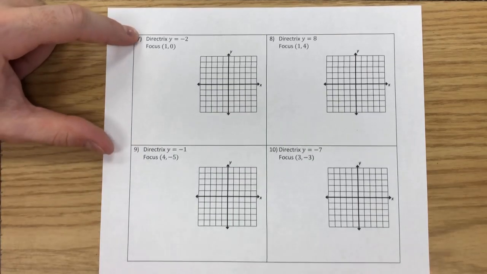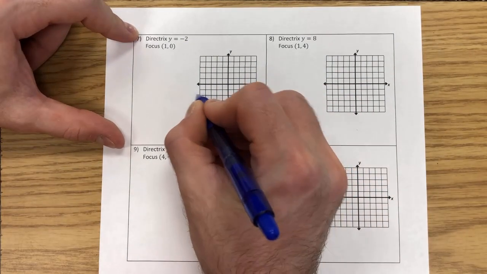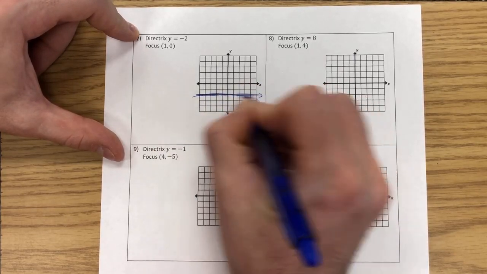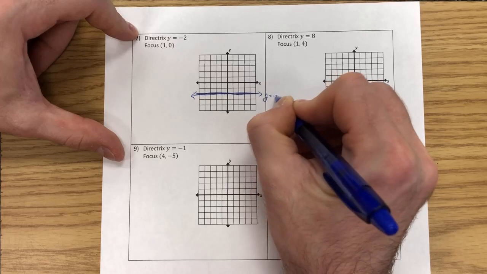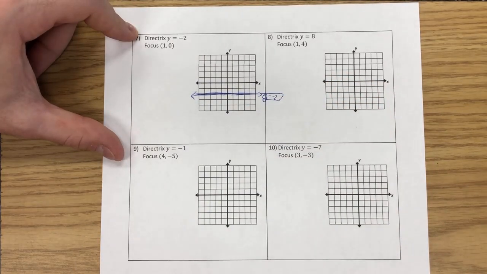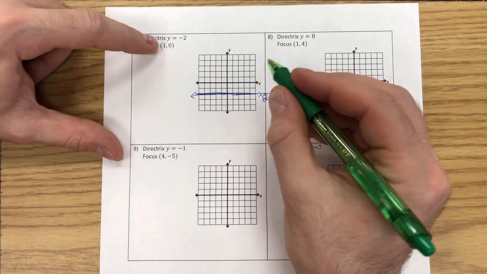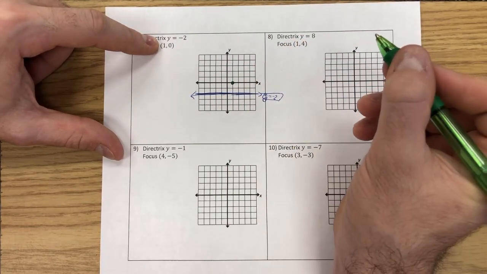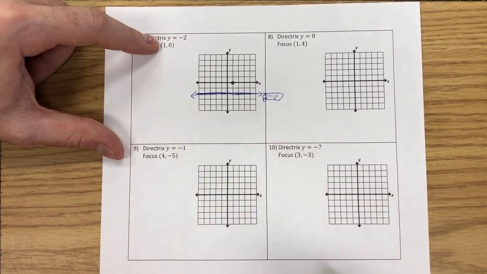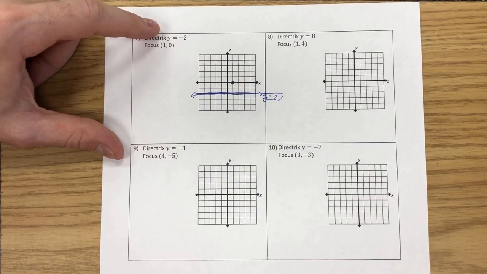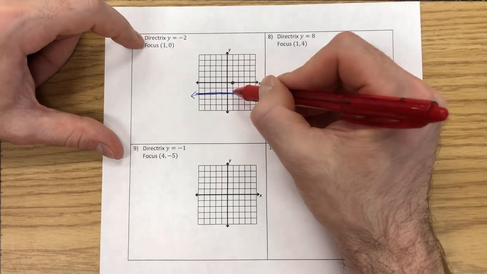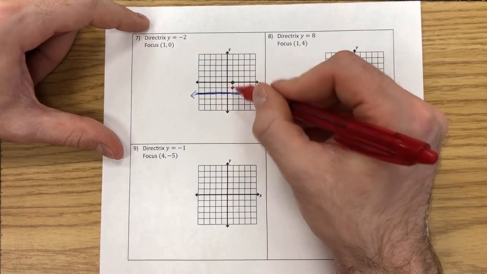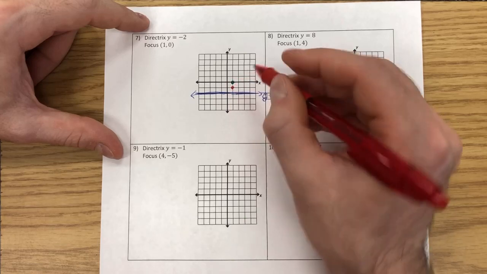Okay, so I have a directrix of y equals -2. So I have my directrix down here of y equals -2. And I have a focus of, well, this time it's (1, 0), so it's shifted off to the right. Okay, well, it's not directly centered up, but that really doesn't matter. What I need to know is that directly between these two is going to be my vertex, which in this case, 1 unit away from both, is going to be at (1, -1).